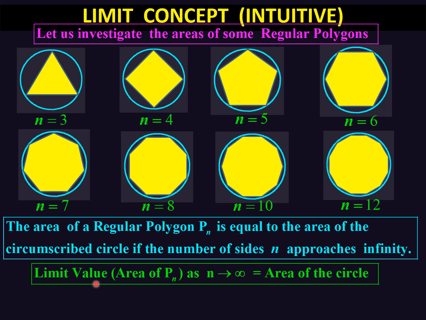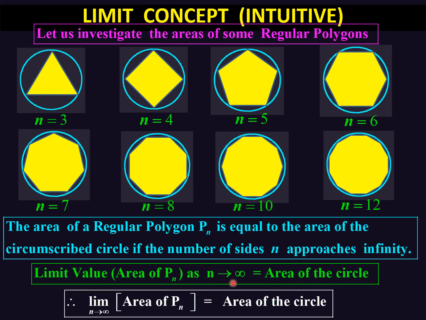Limit value, we can just write down lim, and below it we write n approaches infinity. So the limit as n approaches infinity of the area of the polygon is equal to the area of the circumscribed circle. Let's take another example.